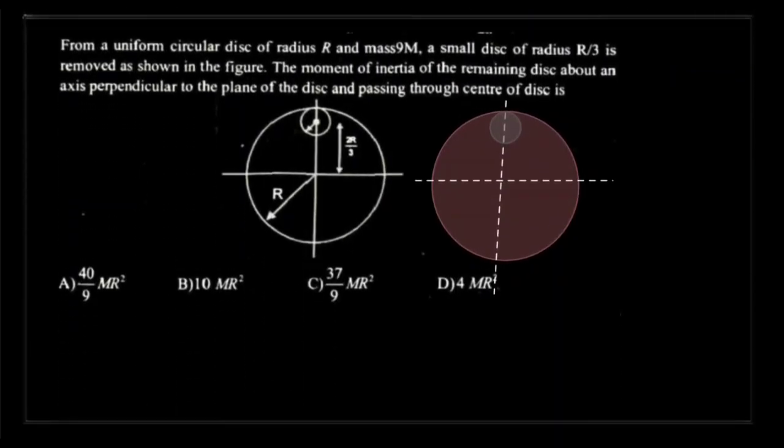This is from a uniform circular disc of radius r and mass 9m, a small disc of radius r by 3 is removed as shown in the figure. The moment of inertia of the remaining disc about an axis perpendicular to the plane of the disc and passing through the center of the disc is.